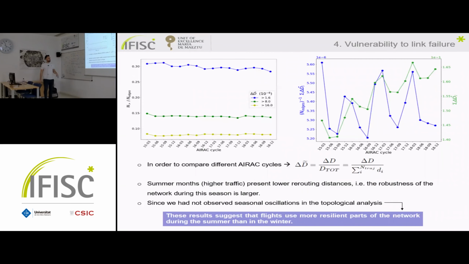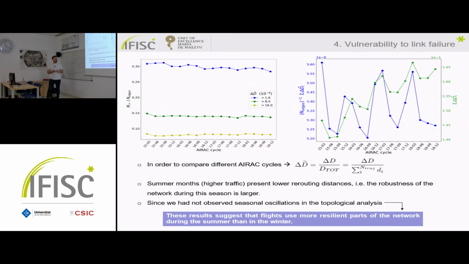In order to compare different AIRAC cycles with different numbers of trajectories, we used this normalized quantity, dividing by the total distance flown over an AIRAC cycle. In the first figure, with the yellow line, we observed that the percentage of most vulnerable links remained relatively stable, suggesting that there's a lack of improvement of the most sensitive parts of the network through this time period.